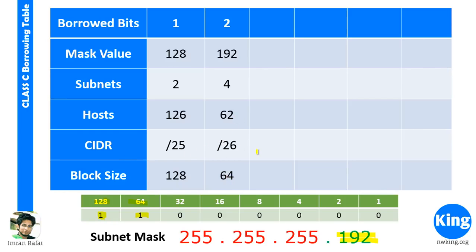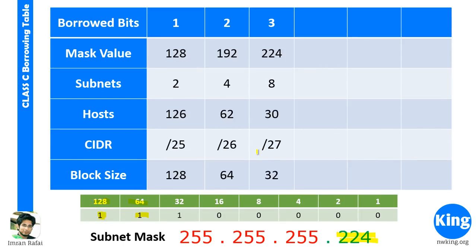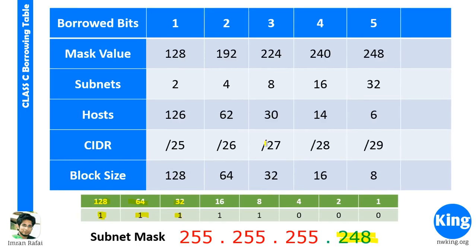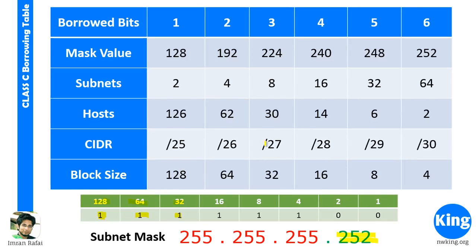CIDR is /26. Similarly, for 3 borrowed bits, the mask value is 224, as you can see at the bottom of your screens. That is also got by adding wherever you have 1. So 128, 64, 32 is 224. 8 subnets, hosts is 32 minus 2 is 30, CIDR is /27, and the block size, you see the last bit's value, 32 is the block size. So similarly, 4 bits is this, if you borrow 5 bits this, if you borrow 6 bits, this is the value.